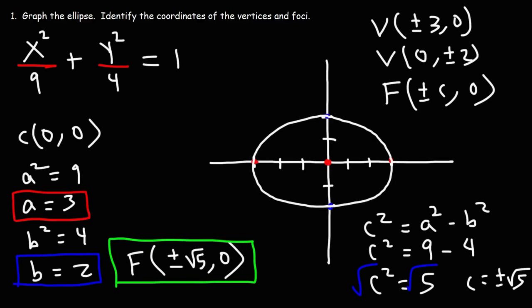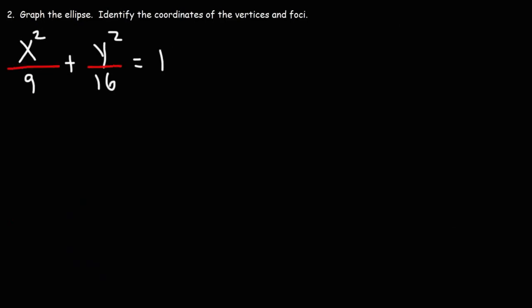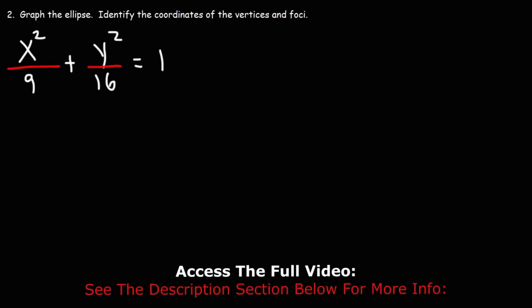If you have your calculator and you type in the square root of 5, it's approximately 2.236. So along the x-axis, that's going to be somewhere in this region. So that's how we can plot the coordinates of the foci for this problem. Now let's try a similar problem to the last one. For the sake of practice, feel free to pause the video and work on this example problem. Go ahead and graph the ellipse and then find the coordinates of the vertices and the foci.